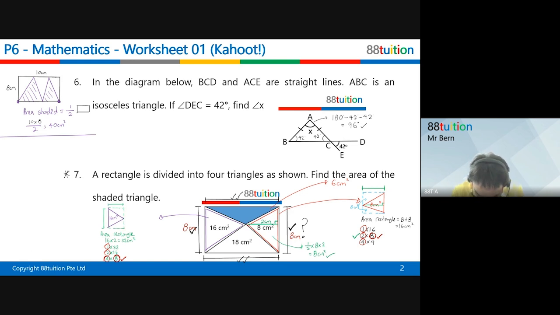And down here, if down here is 8, what is down here? I'm using 8. That means down here is 4 cm. Let's see whether it works or not. Half times base times height, half times 8 times 4 is equal to 16 cm squared. Correct. So maybe it works.